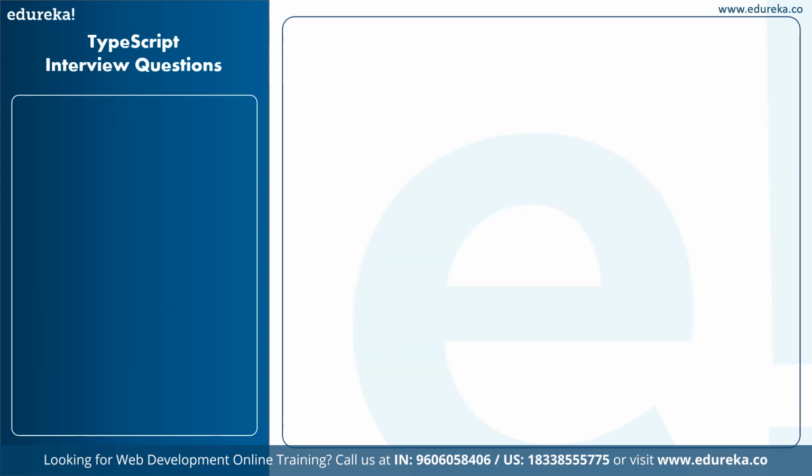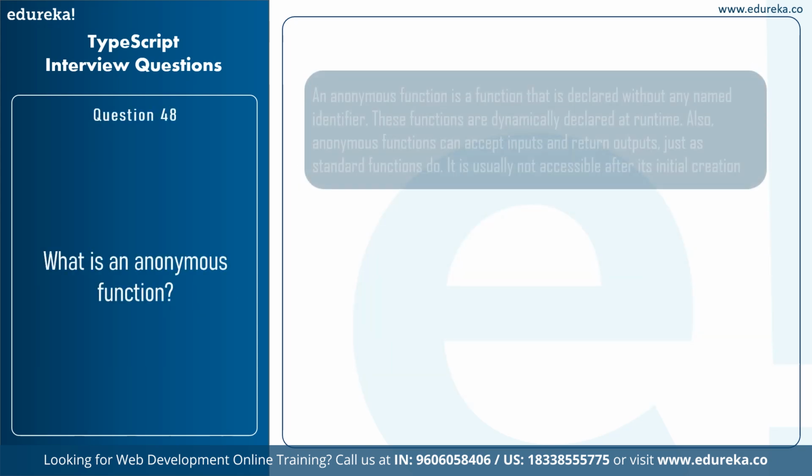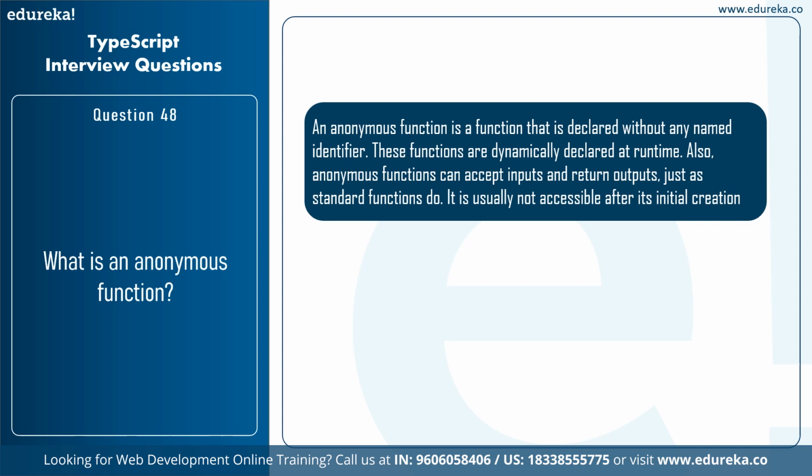Moving on to the next question, what is an anonymous function? Now, an anonymous function is a function that is declared without any named identifier. These functions are dynamically declared at runtime. Also, anonymous functions can accept inputs and return outputs just as standard functions do. It is usually not accessible after its initial creation.